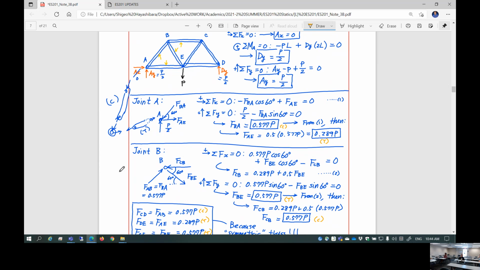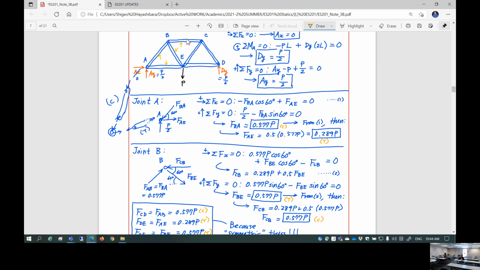Because I'm confused how it would be compressive instead of tensile. Tensile means you need to have some kind of a force trying to continuously pull this member upwards, isn't it? There's no such a thing. That's one thing, right?